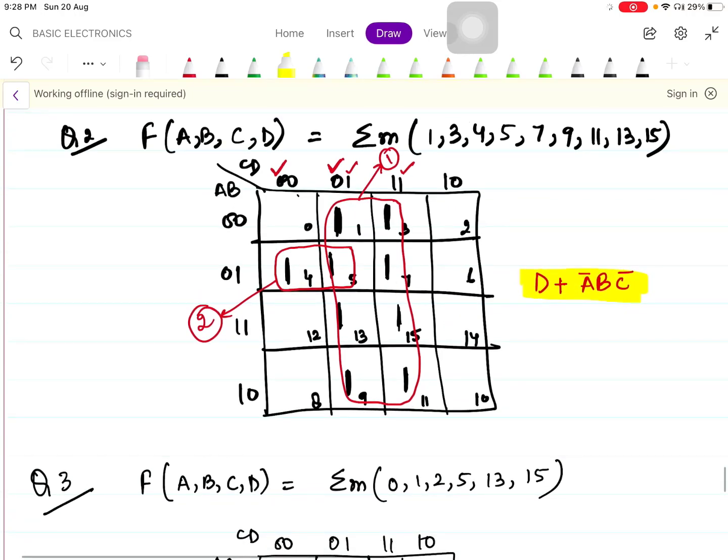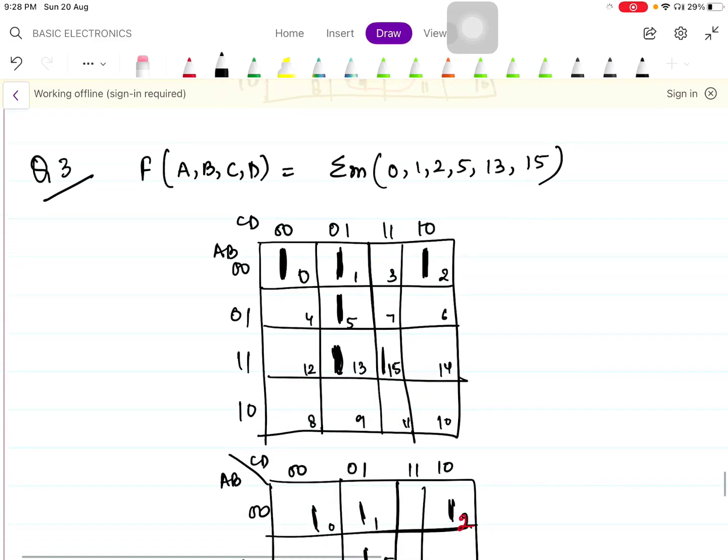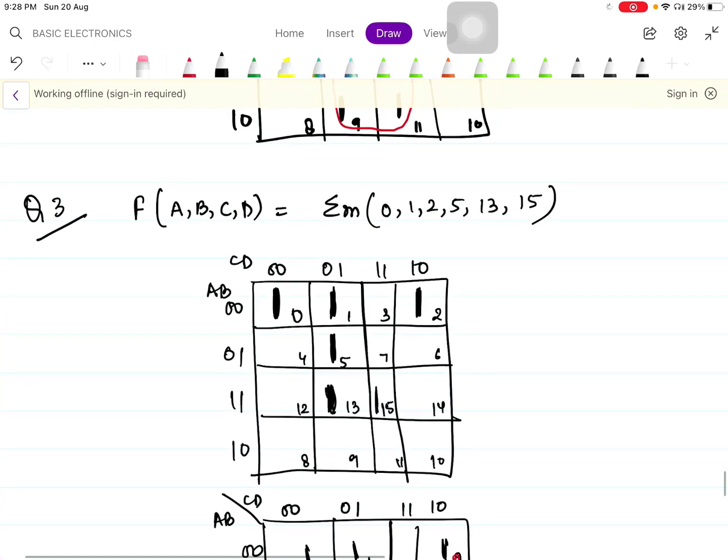Now let us move on to the next question. Again, a four variable K map will be drawn over here. I have already drawn the K map and filled the minterms. Now, let us start making the groups. There is a very important thing that will be observed in this question, but first of all, we will solve this question in the normal way.